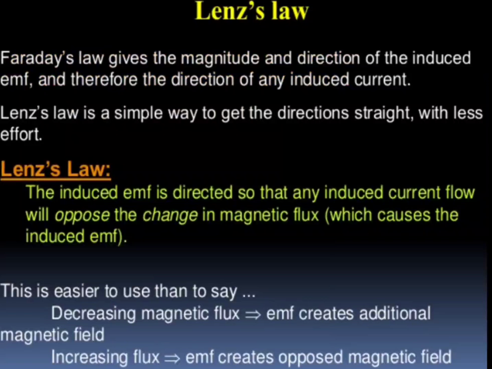Lenz's law. Faraday's law gives the magnitude and direction of the induced EMF, and therefore the direction of any induced current also. Lenz's law is a simple way to get the direction straight with less effort. That means this is easier to use than Faraday's law. If the magnetic flux decreases, the EMF creates an additional magnetic field, and if the flux increases, the EMF creates a field opposite to the magnetic field. So simply, Lenz's law means the induced EMF is directed so that any induced current flow opposes the change in magnetic flux.